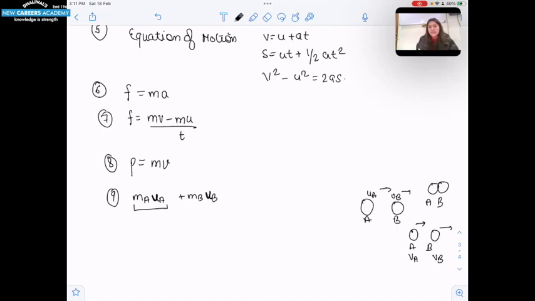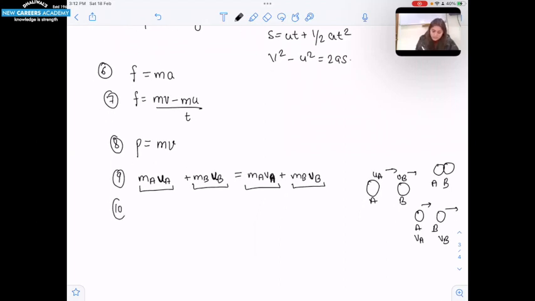So what is this? This is the initial momentum of body A. This is the initial momentum of body B. After collision, the final momentum is MAVA plus MBVB. Here it should be A. So MAVA is the final momentum of body A, and MBVB is the final momentum of body B.